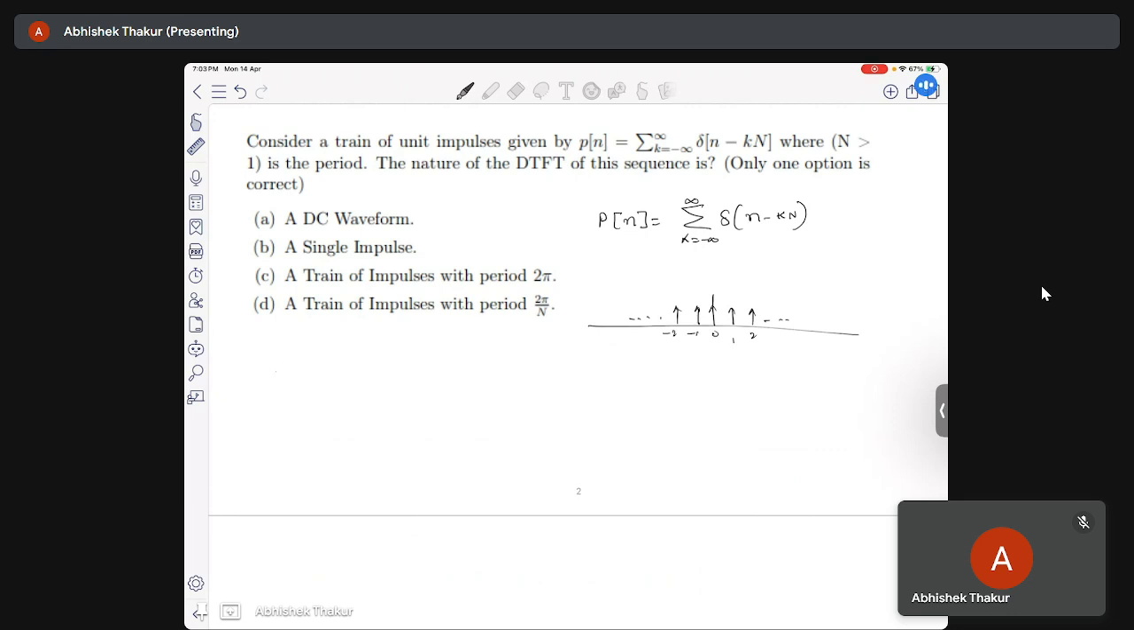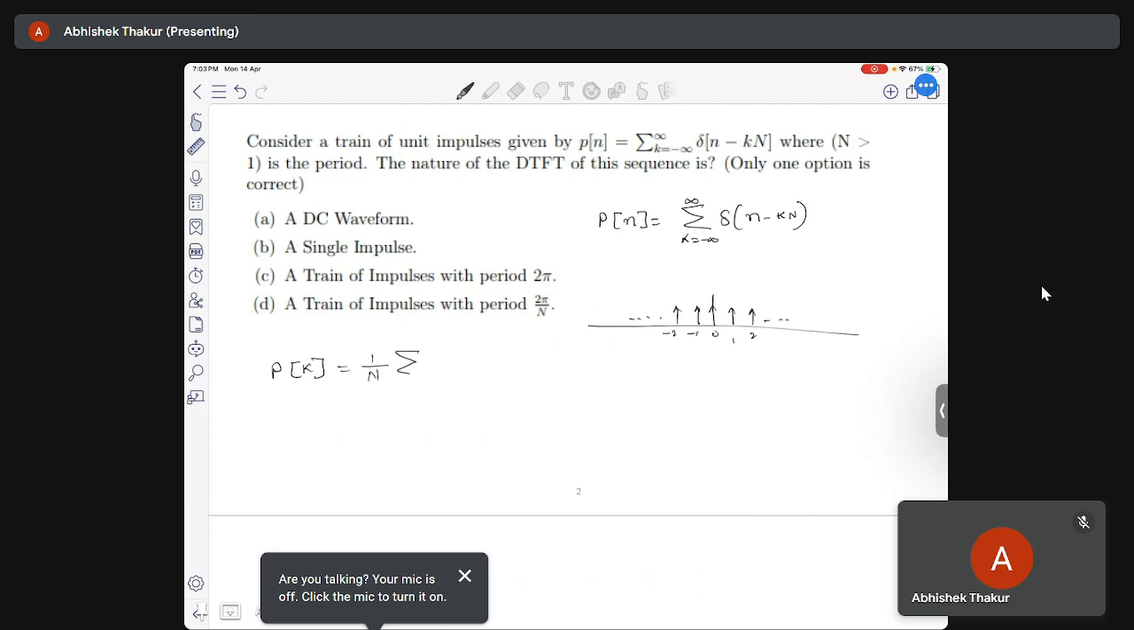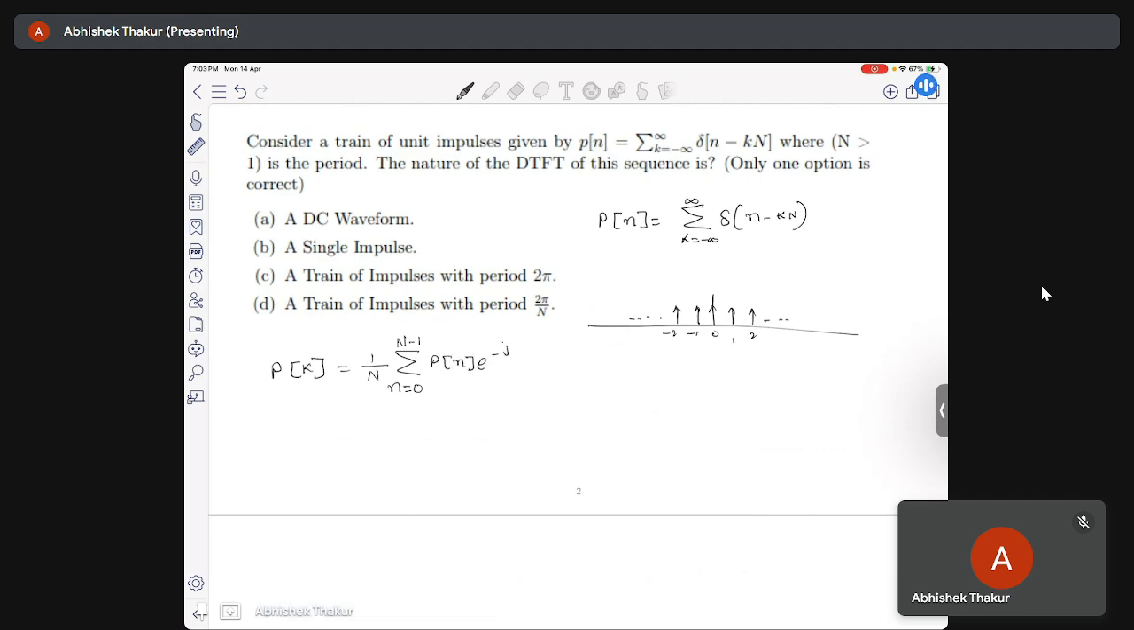The discrete time Fourier series sequence is denoted as 1 by N summation n equal to 0 to N minus 1 p[n] e to the power of minus jk omega naught n. Here omega naught is equal to 2 pi by N. So the DTFT of this will be P of omega equal to summation k equal to 0 to N minus 1 of 2 pi by N delta of omega minus k omega naught.